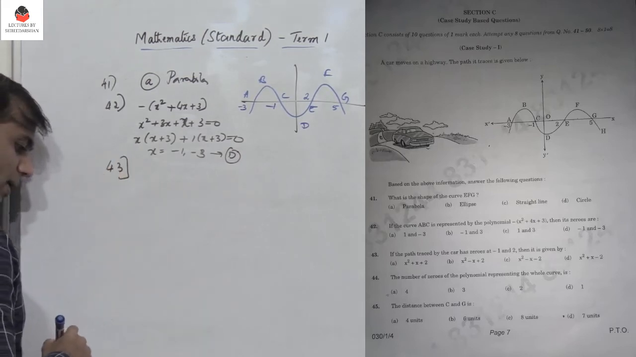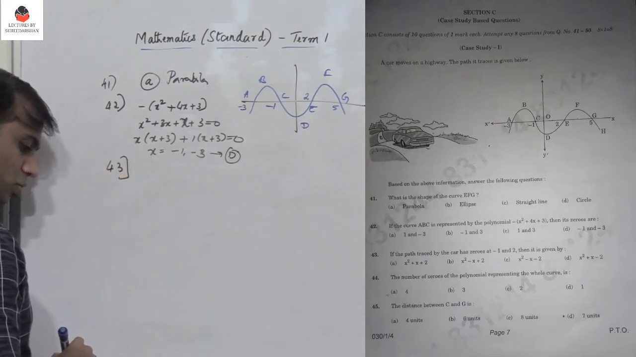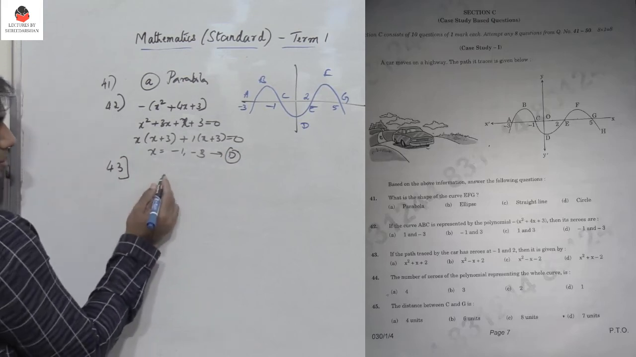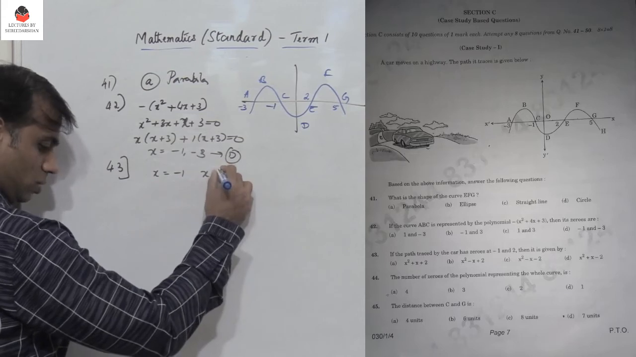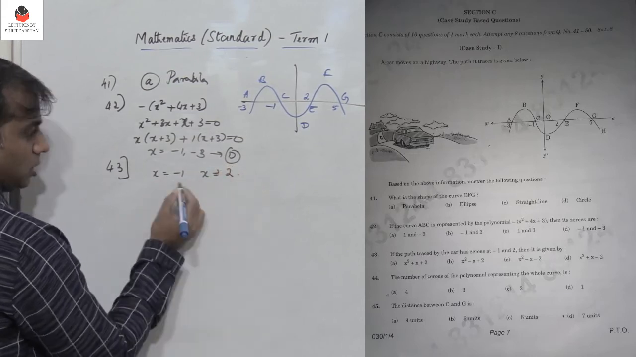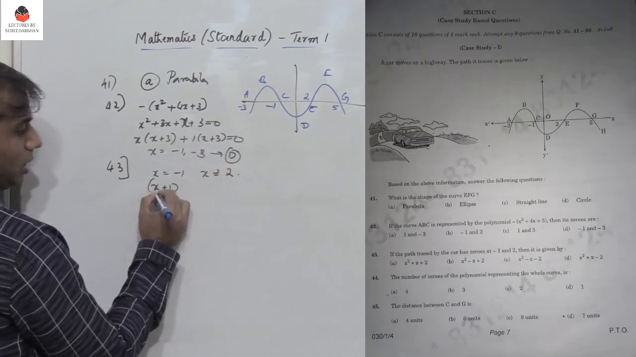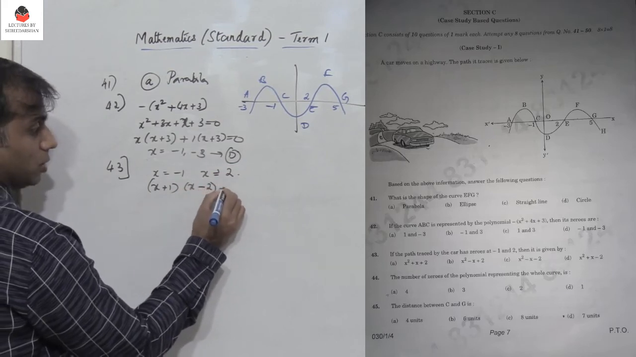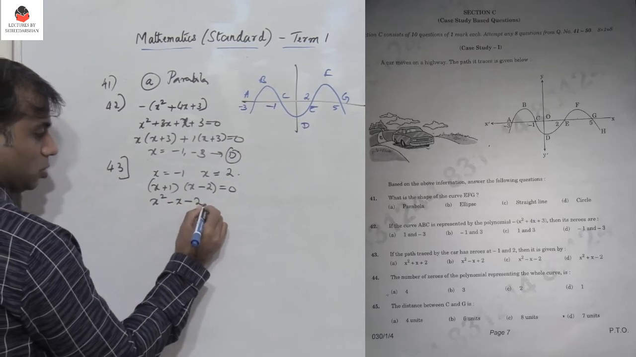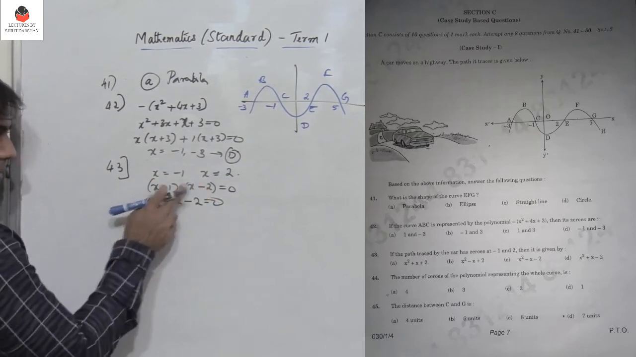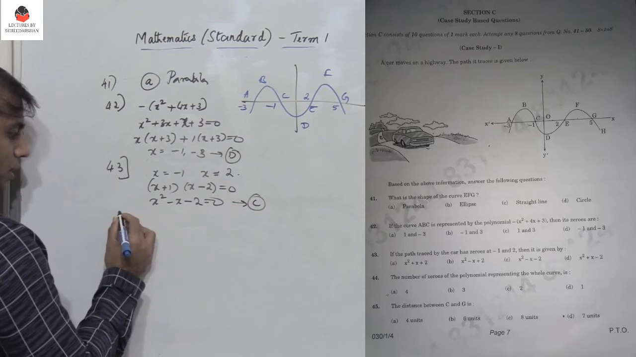If the path traced by a car has zeros at -1 and 2, then... So if the zero is at -1, then you have x equals -1 and x equals 2. So therefore you have x plus 1 into x minus 2 equals 0. So you get x square minus x minus 2 equals 0. Right? When you multiply these two, which is option C.